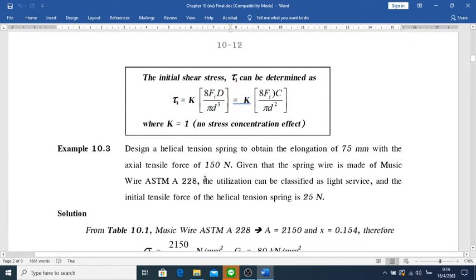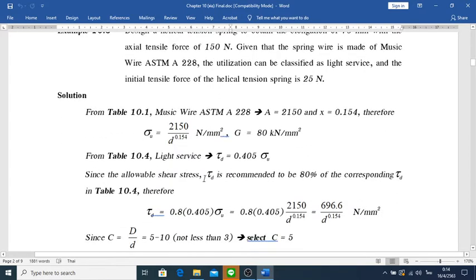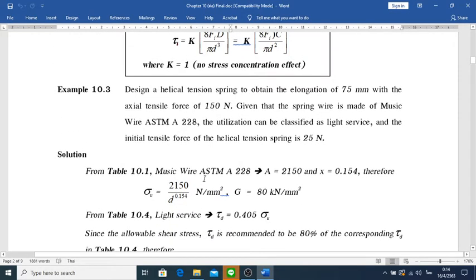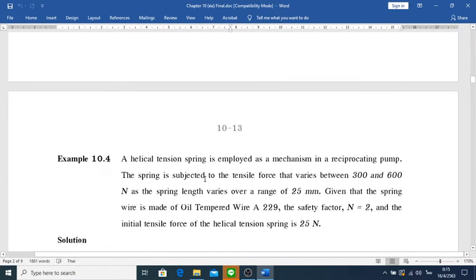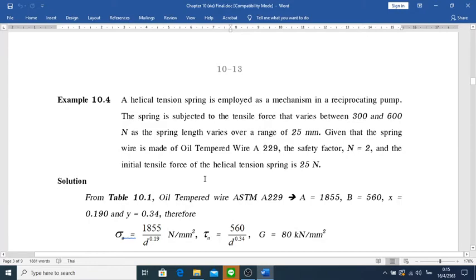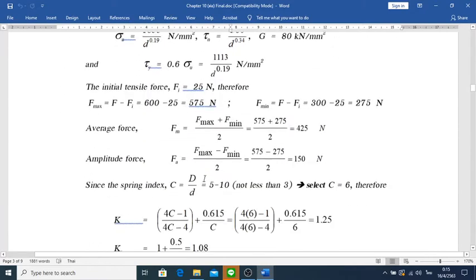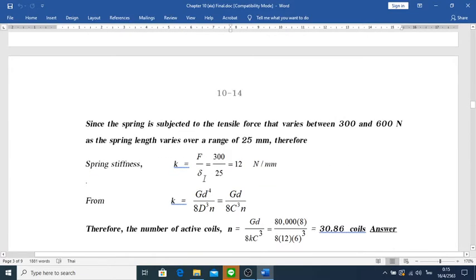We have an example 10.3. Next year you are going to do something like this kind of spring. You can look it up by yourself. And 10.4 covers loads that change over time, or fatigue design, things like that, okay.